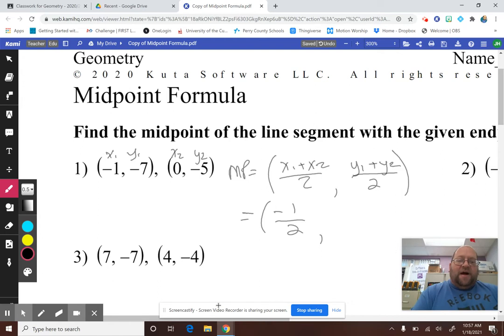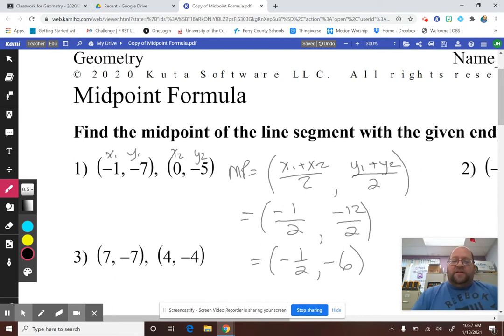And then I've got y1 is -7 plus a -5. So -7 plus a -5 is -12 divided by 2. And so final answer on this one, I can just leave that as -1/2. And here I'm going to have -12 divided by 2, which is -6. Okay. So that means that my midpoint between these 2 points would be -1/2, comma, -6.